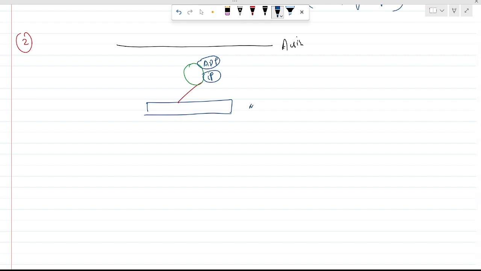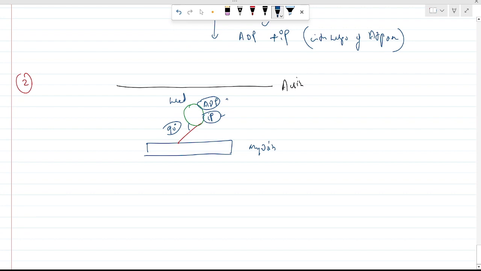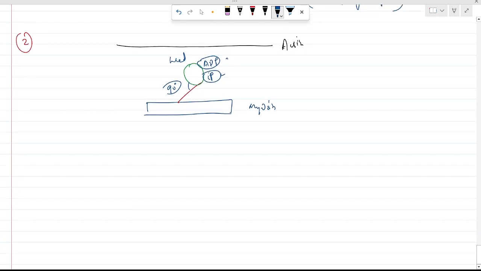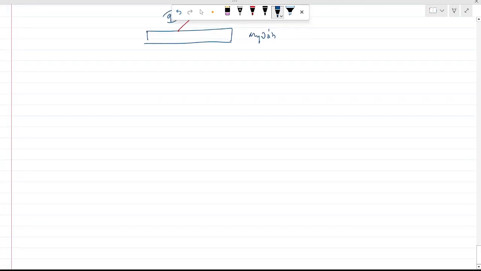Myosin, this is our head, and this angle after hydrolysis of ATP becomes 90 degrees from 45 degrees. This is our second step. This all happens in the second step. The angle changes from 45 degrees to 90 degrees, and ADP and inorganic phosphate are attached to the myosin head. Till now there is no contact of myosin head and actin. How it comes we will see.